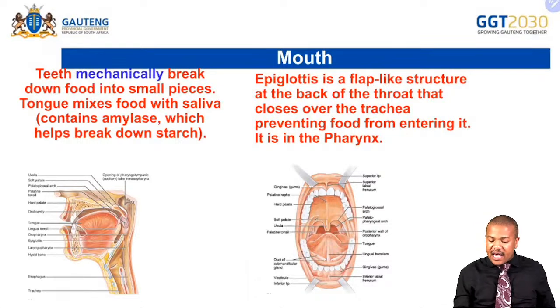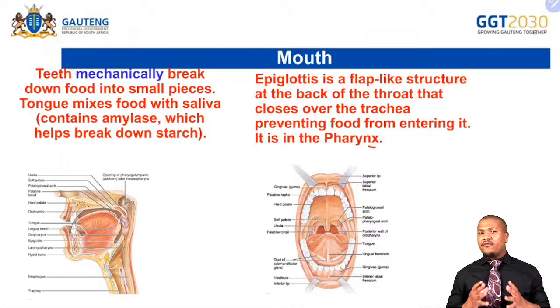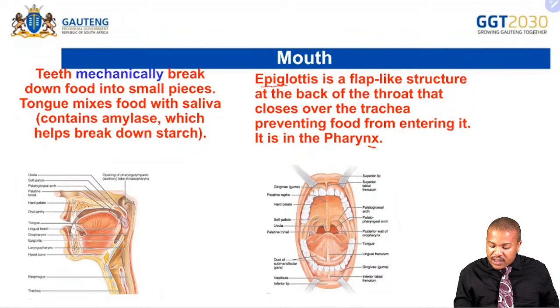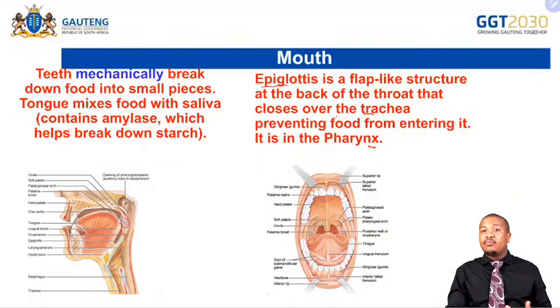And also there is an epiglottis, which is a flap-like structure at the back of the throat that closes over the trachea, preventing food from entering it, right? And it is in the pharynx. So now think of it. Sometimes you are eating and you are talking at the same time. Then it happens that you choke, right? This is because of what? The epiglottis could not cover the trachea as you are eating, right? And the food travels down the trachea, which is your windpipe. Then you reflex by coughing.